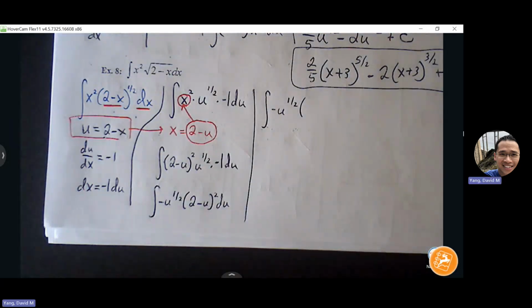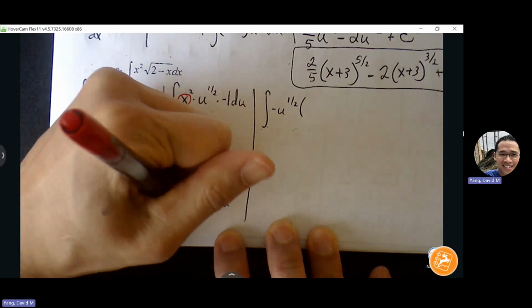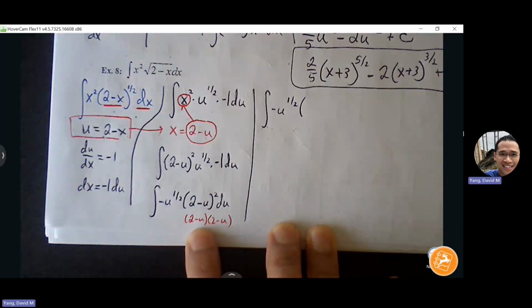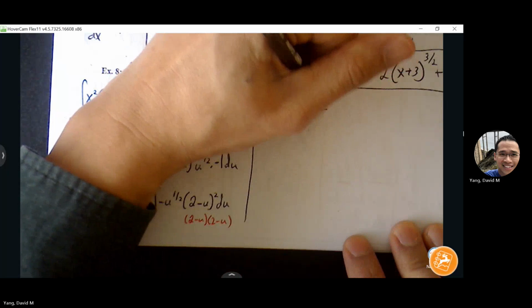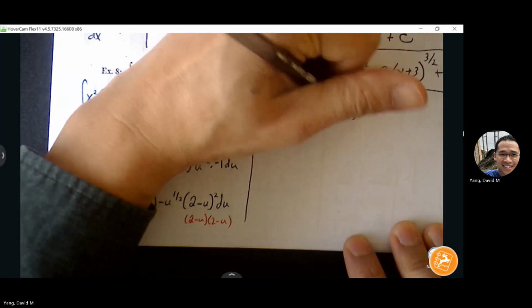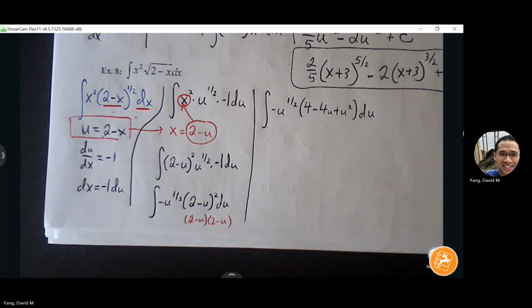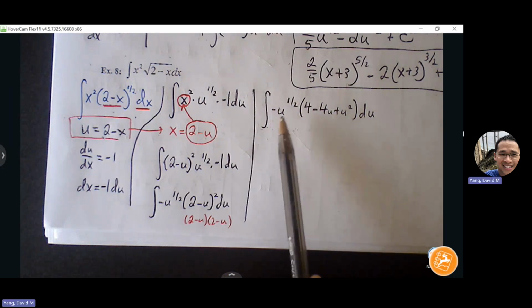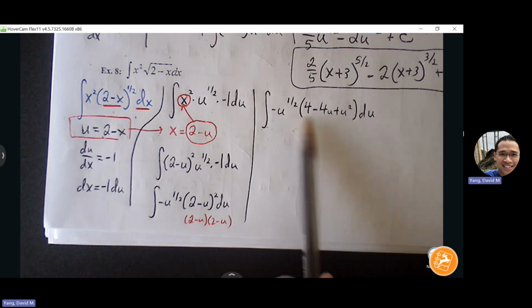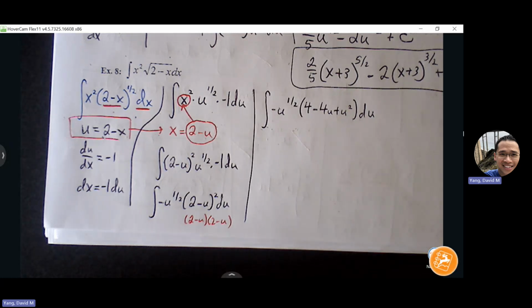Okay, so if I FOIL this out, 2 minus u squared is 2 minus u times 2 minus u, and this becomes 4 minus 4u plus u squared. Okay, any questions so far? Okay, what's our last step before we're ready for power rule? Distribute, right? Once you distribute through, then we're clean. Every term is nicely separated, no parentheses getting in the way. Then after that, we can do power rule.